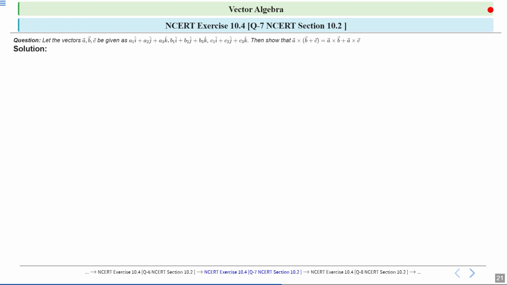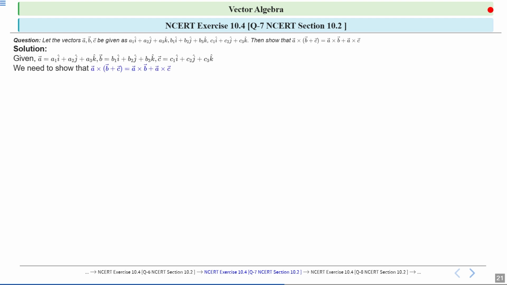The question asks us to prove that for three vectors A vector, B vector and C vector, the cross product of A vector with B vector plus C vector equals the sum of the cross products A vector cross B vector and A vector cross C vector. So let's state the vectors in component form. A vector is equal to A1 i cap plus A2 j cap plus A3 k cap. B vector is equal to B1 i cap plus B2 j cap plus B3 k cap, and C vector is equal to C1 i cap plus C2 j cap plus C3 k cap.